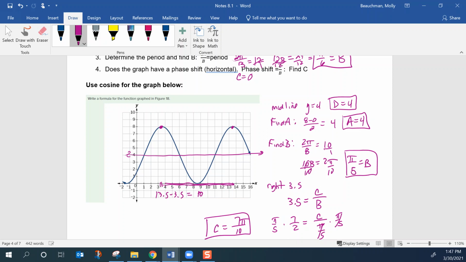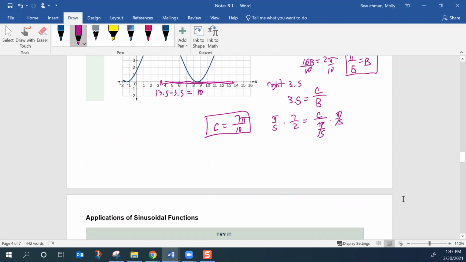So now we can put it all together in the equation. So we used a cosine. So y is equal to the amplitude, which is 4, times the cosine of b, which is pi over 5, times x. We're moving to the right, so we have minus 7 pi over 10. And then our entire graph is moved up 4. So that's how you find the equation if you have the graph.